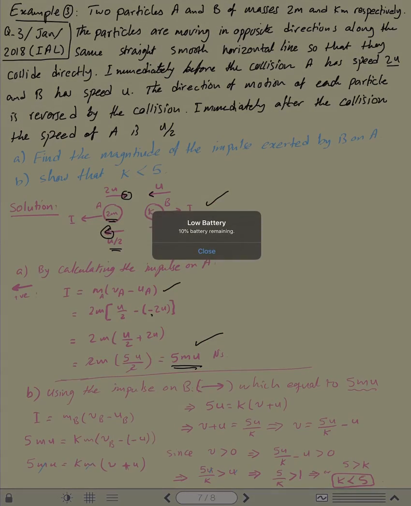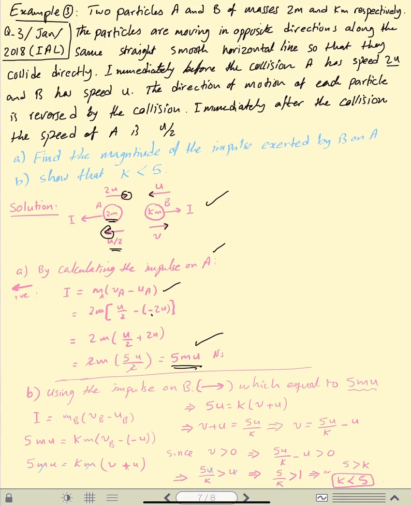Look at the previous question. He said in terms of m and u. Some students, even many of us, unfortunately think that when we say find the magnitude or calculate, our answers must be constant numbers. This is not true. It is constant, but the values of m and u are not given. So we found the magnitude of the impulse, 5mu.